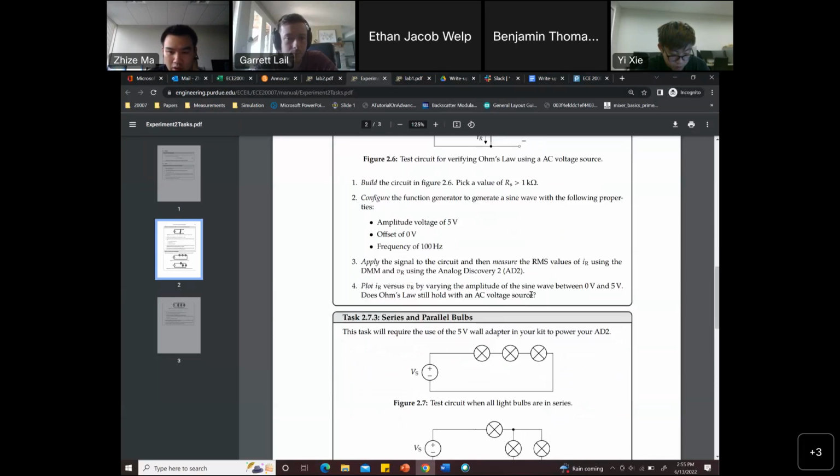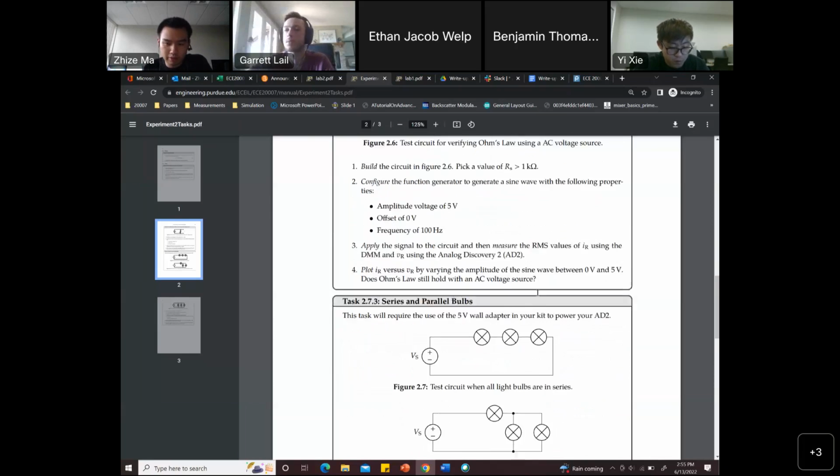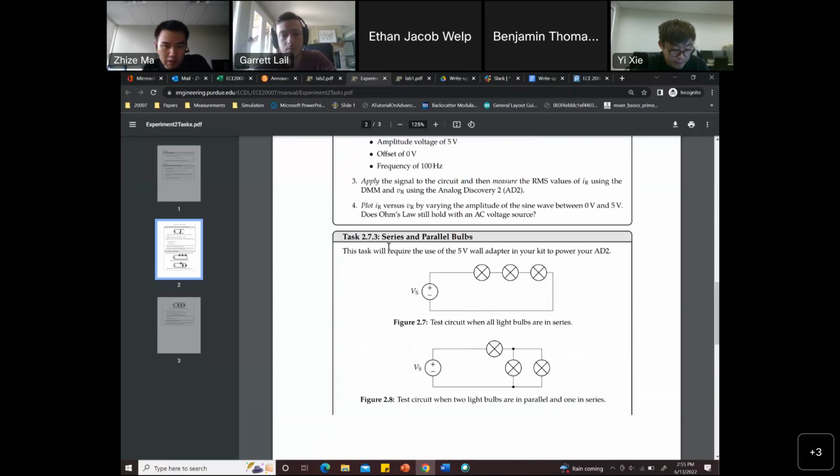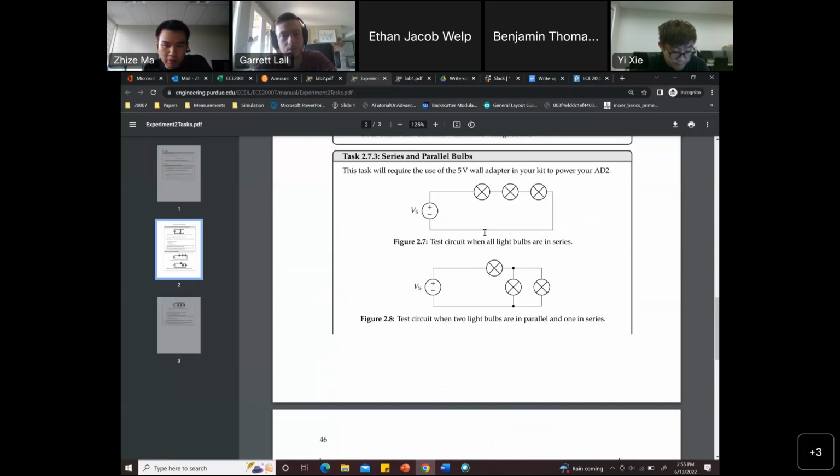All right, so then in step number 4, they're going to plot the IV curve again. So Ohm's law still holds for an AC voltage source. All right, then task number 3, they're going to build this three-circuit diagram. So that's probably the first time they're going to build a circuit on a breadboard.